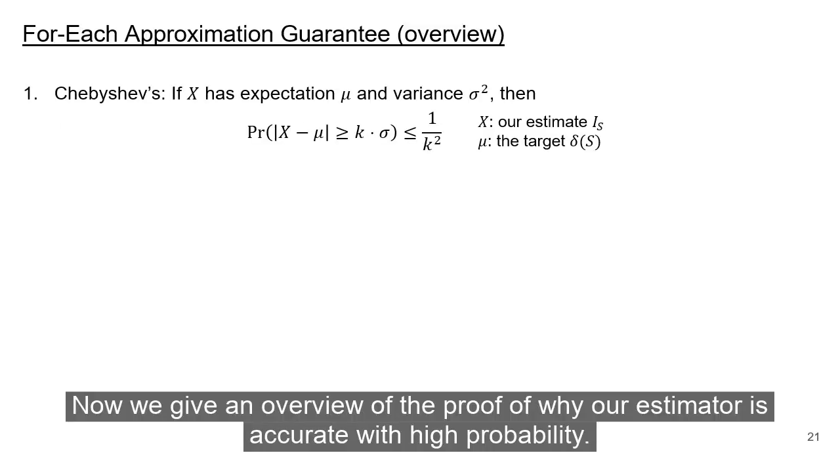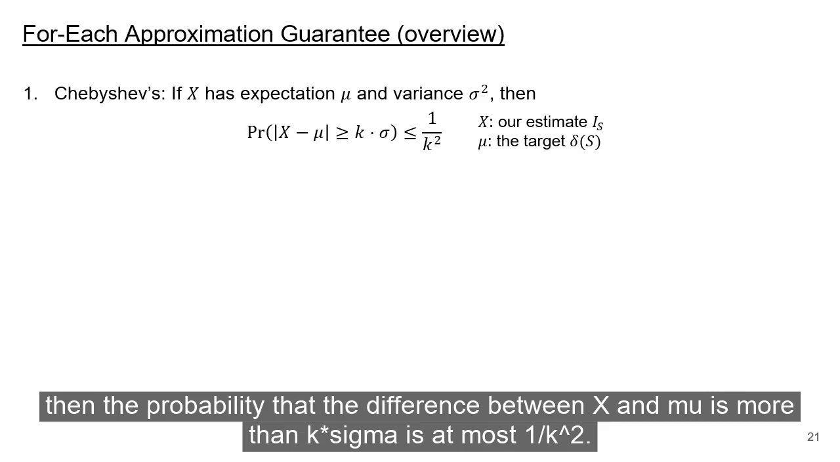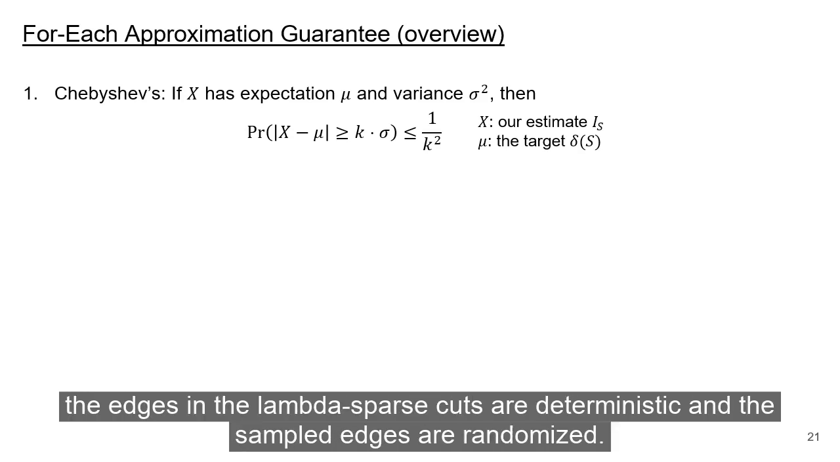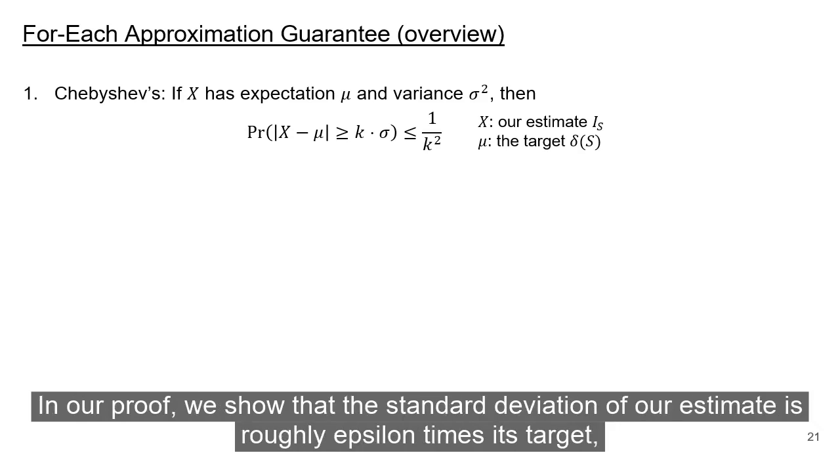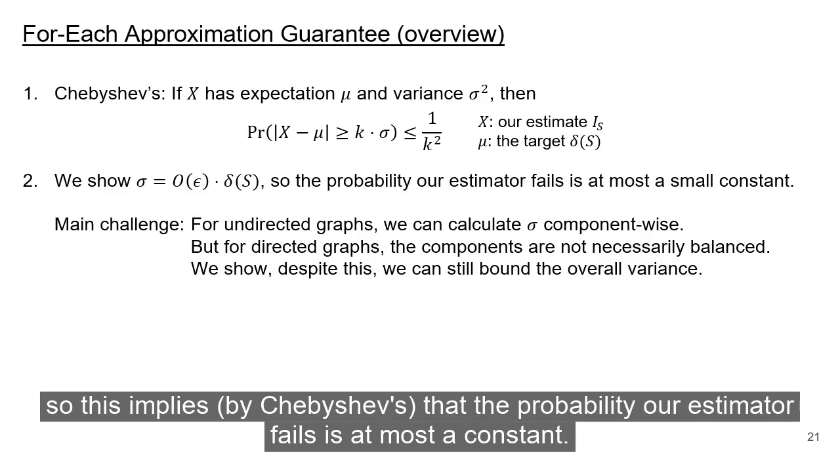Now we give an overview of the proof of why our estimator is accurate with high probability. We'll start off with Chebyshev's inequality, which says that if a random variable x has expectation mu and variance sigma squared, then the probability that the difference between x and mu is more than k times sigma is at most 1 over k squared. In our case, x is our estimate, which has a deterministic and randomized part. The edges in the lambda sparse cuts are deterministic and the sampled edges are randomized. And from our estimator, we can show that mu, the expectation of x, is the value of the cut in the graph. In our proof, we show that the standard deviation of our estimate is roughly epsilon times its target. So this implies by Chebyshev's that the probability our estimator fails is at most a constant.